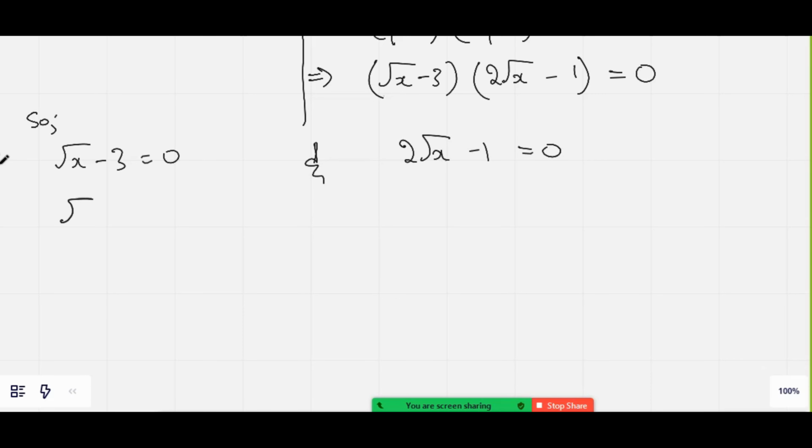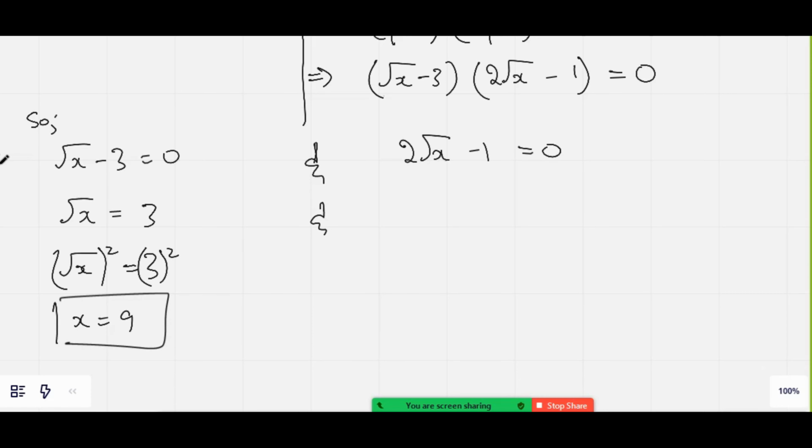Now under root x equals to 3. You square both sides to get rid of this radical, because it is square root, so it is going to be cancelled by taking the square on both sides. While squaring, it's giving you 9. One answer is this. Similarly, the same thing you're going to perform here. 2 under root x equals to 1, so under root x equals to half. You square both sides, so x equals to 1 upon 4.